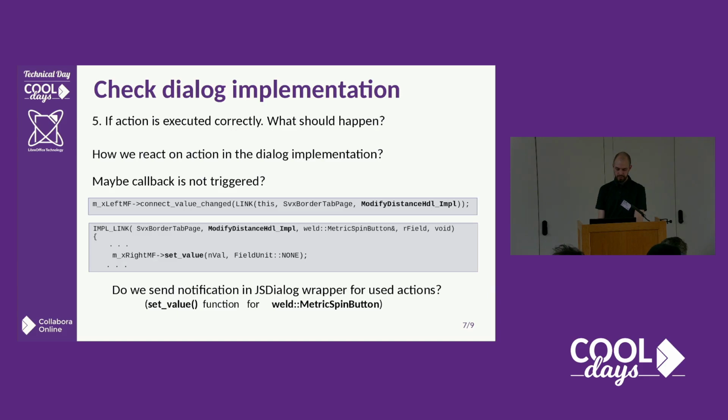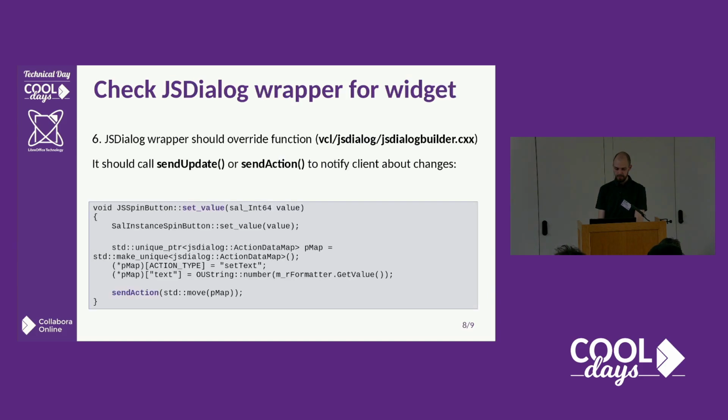So the next step is to check if all these functions are correctly wrapped, and inside we have send action or send update calls, because then the update will be sent from the server to the client, and that's it. That's the whole flow, how it should go. On all these steps, we should always check if something is happening, and then we should successfully get the message back from our action. Thank you. That's it.